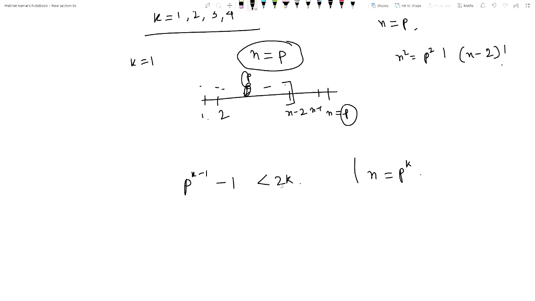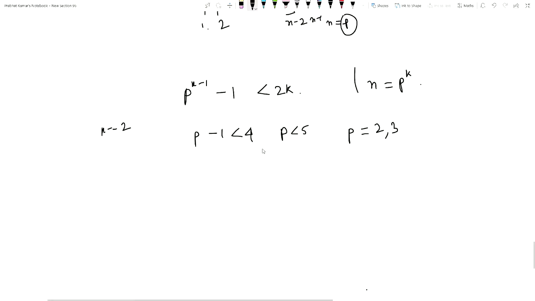We have already shown it for k equal to 1, right? So let's move to k equal to 2. If k is equal to 2, then what we have in this expression is p to the power 1 minus 1 is less than 2 into 2, that is 4, that is p is less than 5, right? So p can be 2 or 3, the prime numbers that are less than 5. Okay, so if p is 2 or 3, then n is 2 square or 3 square, right?